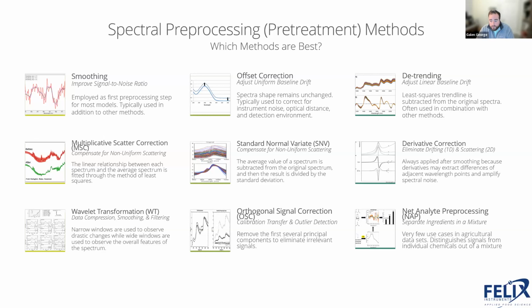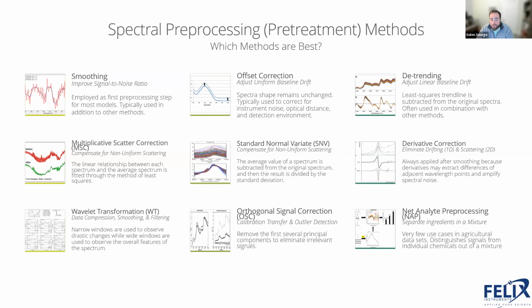Two of the other most common methods that you'll see after you've done these smoothing or baseline corrections are multiplicative scatter correction, or MSC, which is pretty commonly used in a lot of literature, and standard normal variate, or SNV. They're both pretty much accomplishing the same thing, just using different methodologies to do it. Really, they're trying to compensate for non-uniform scattering and non-uniform particle size.